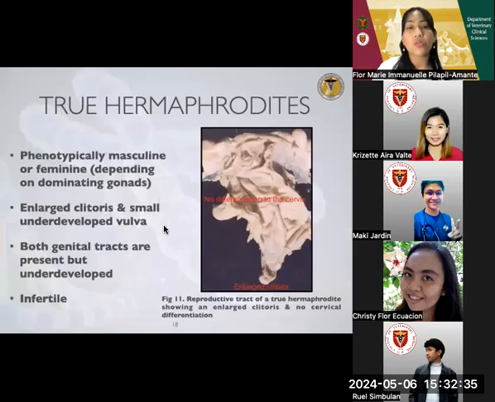but a small, underdeveloped vulva. Aside from hermaphrodites, you can also see the underdeveloped vulva in freemartinism, okay? But that's in another category, no? Because a freemartin is a chimera. It's an example of a chimera. Okay, so both genital tracts are present but are undeveloped, no? Both are undeveloped for your true hermaphrodites, and they would come out as infertile.